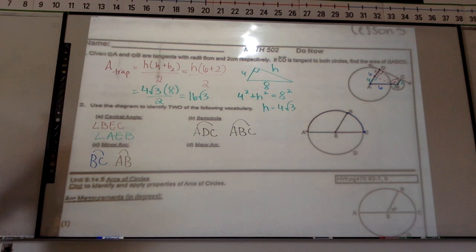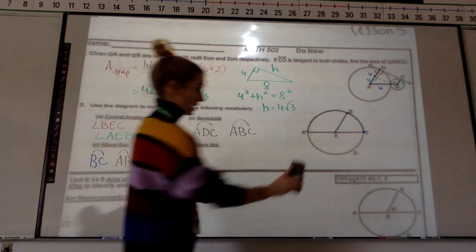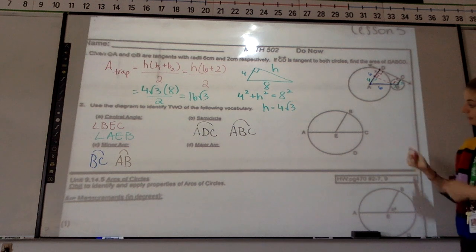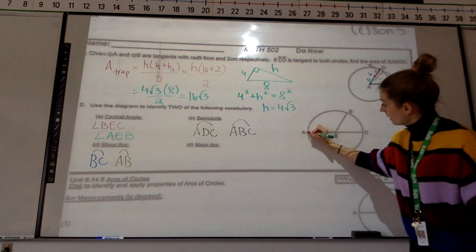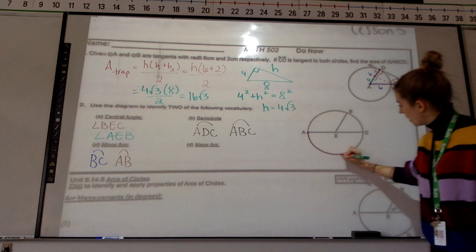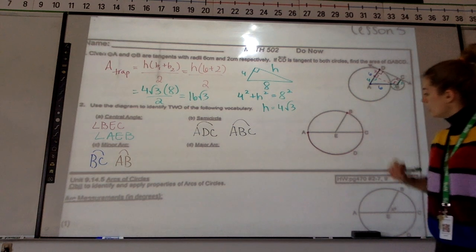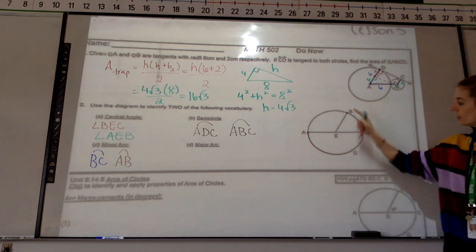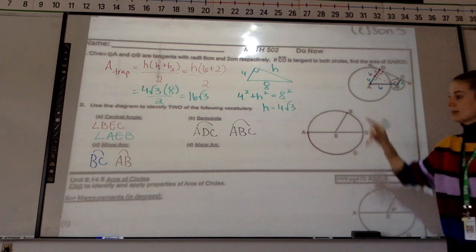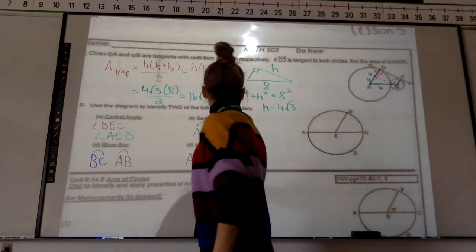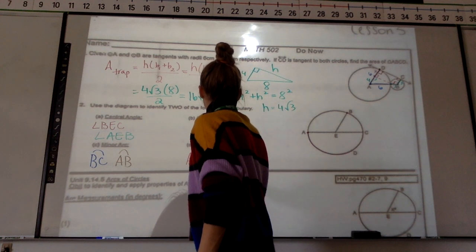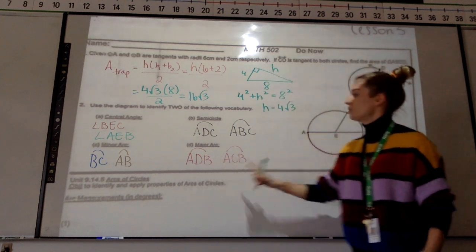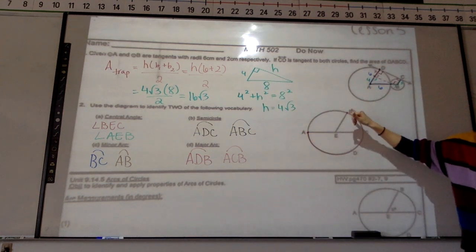And then finally, to name some major arcs. So major arcs, more than 180 degrees, bigger than a semicircle. An example of a major arc in this diagram, let's say that we started at A and we went all the way to B. So this right here, we could call this arc ADB. We could also call it arc ACB. Totally up to you. Those 2 names are for the same exact arc.